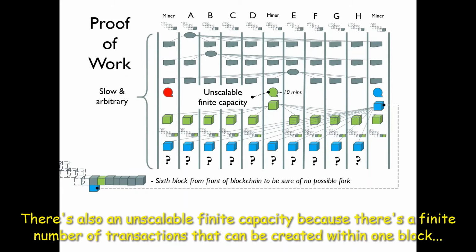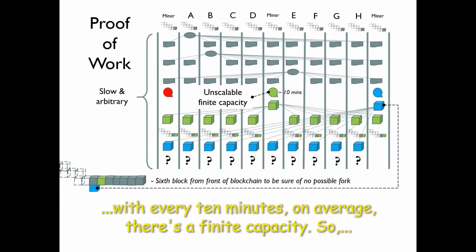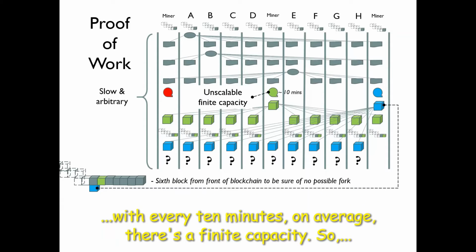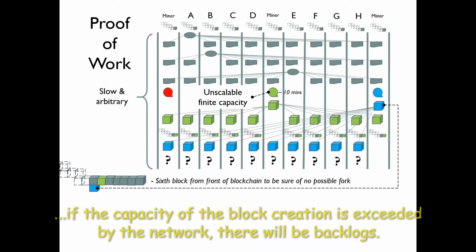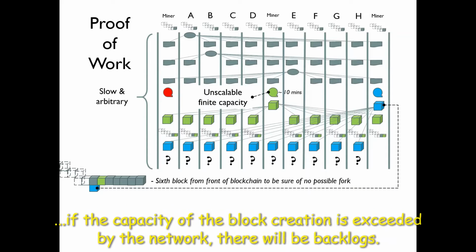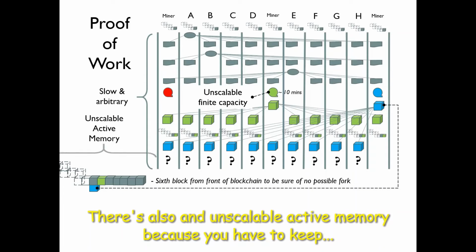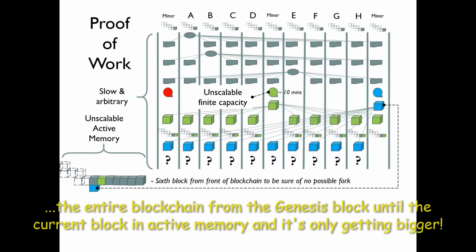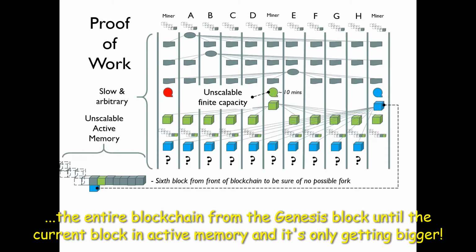There's also an unscalable finite capacity, because there's a finite number of transactions that can be created within one block every 10 minutes on average. If the capacity of the block creation is exceeded by the network, there will be backlogs. There's also an unscalable active memory, because you have to keep the entire blockchain from the Genesis block until the current block in active memory, and it's only getting bigger.